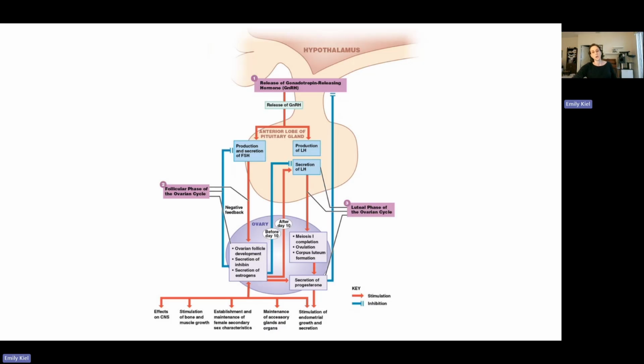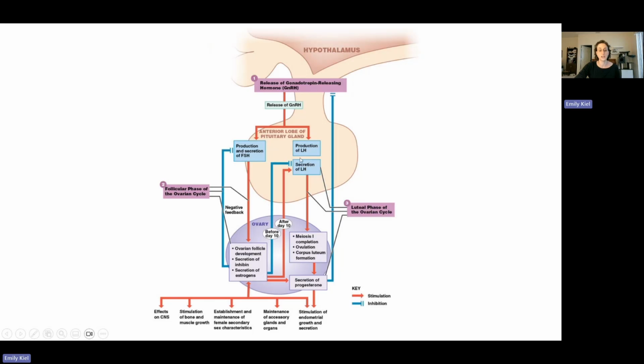And that estrogen is going to go throughout the whole body and have functions on the central nervous system, on muscle and bone growth, for secondary sex characteristics, for the accessory glands and organs. Some of that should look similar to what we saw testosterone do in the male, except in the female, this is going to have different effects. But that estrogen as well is going to stimulate the endometrial growth and secretion.